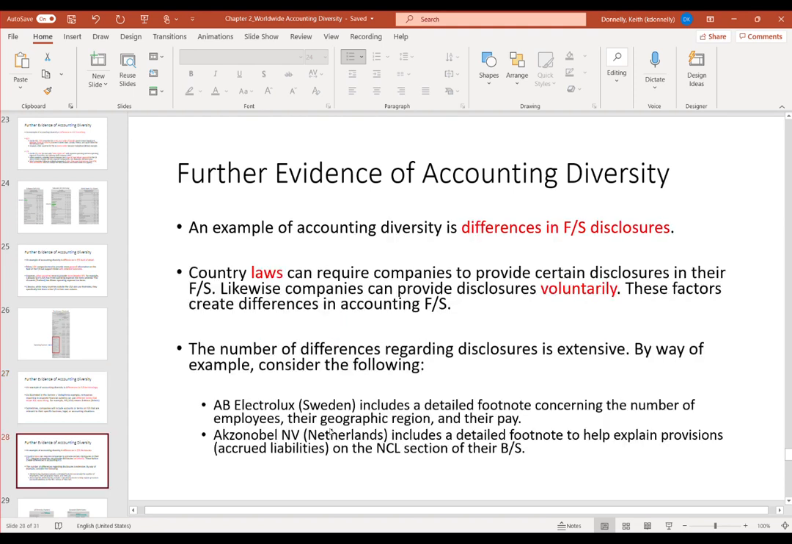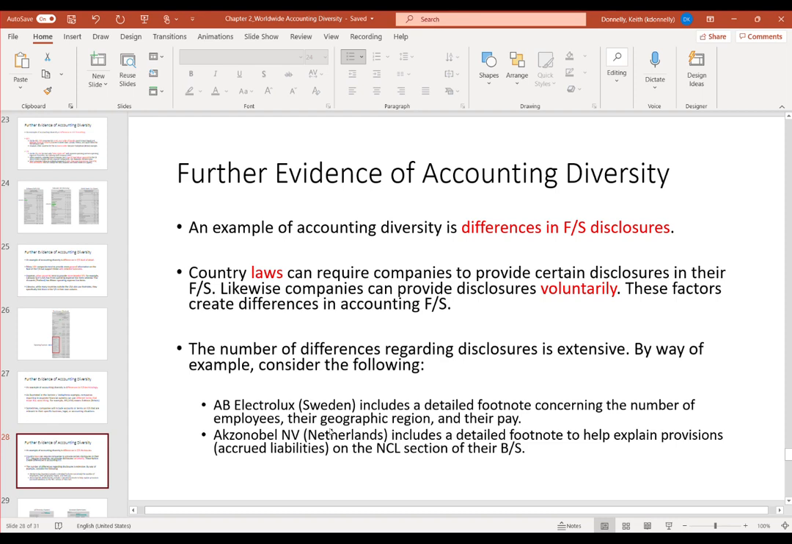Next one here are disclosures, right? So we talked a little bit about footnotes, presentation, the level of detail. Now, with regard to disclosures, some countries can require certain disclosures. Laws say you have to disclose A, B, C, and D, right? On top of that, in those countries, you can voluntarily disclose other things like F, G, H, I.